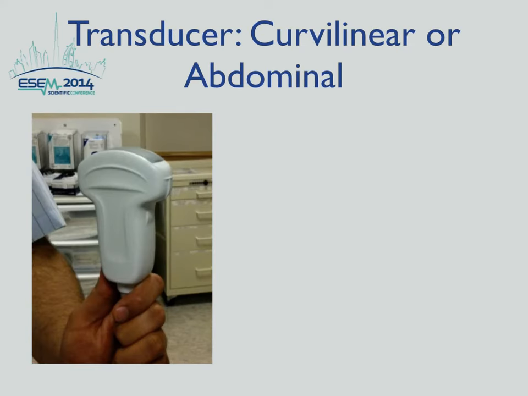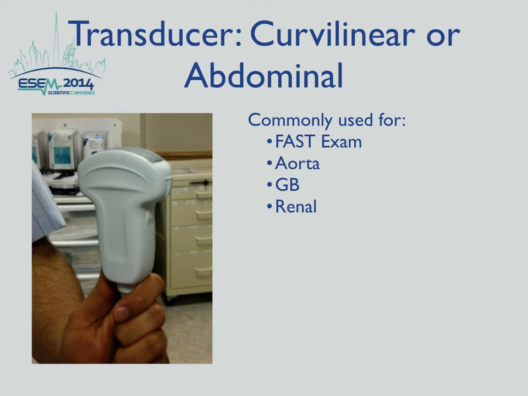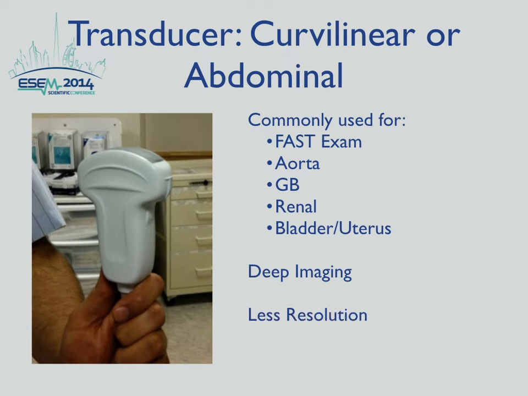The curvilinear or abdominal probe is a low-frequency probe. It's commonly used for various exams including the FAST exam, aorta, gallbladder, renal, bladder, and uterus evaluation. The probe itself has a larger footprint. It is a low-frequency probe, therefore it is used to image deeper structure. It has less resolution, but on the other hand has a wider field of view.